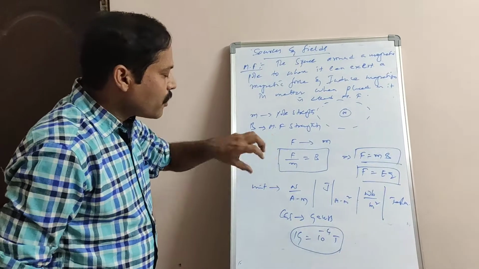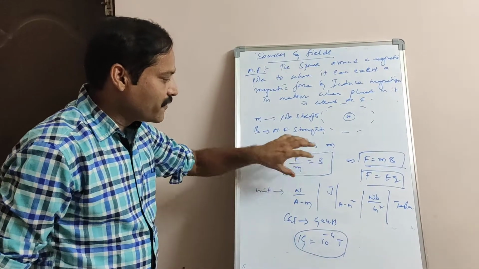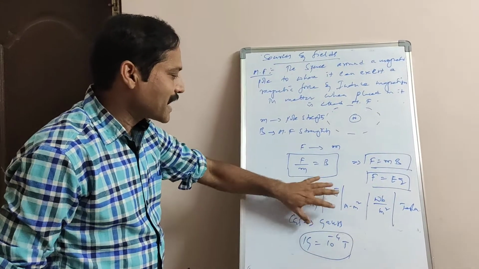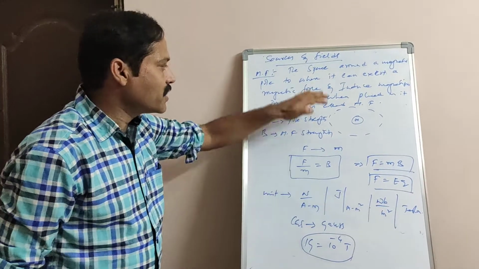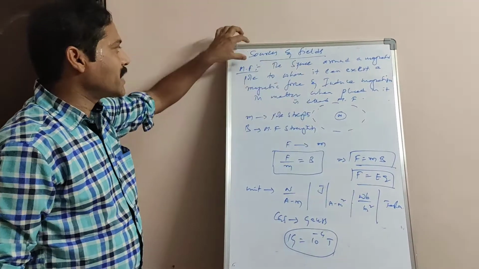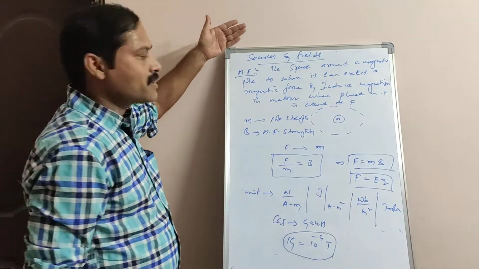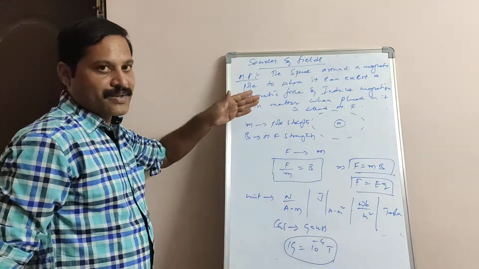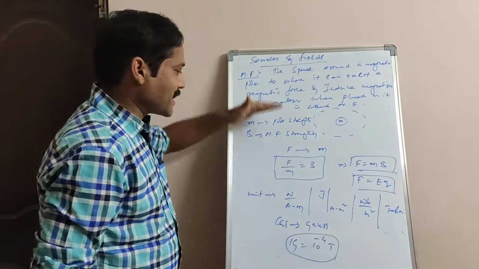Okay. So this is about the magnetic field, magnetic field strength and the unit of magnetic field strength. These magnetic fields are produced by the sources which are known as current carrying conductors. Okay. So this is the second topic.